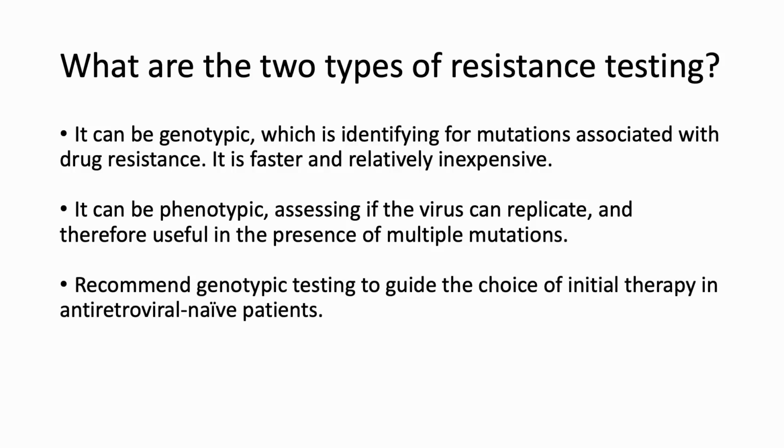And what are the two types of resistance testing? It can be genotypic, which is identifying mutations associated with drug resistance. This is faster and relatively inexpensive. It can be phenotypic, assessing if the virus can replicate, and therefore useful in the presence of multiple mutations. The latest guidelines advocate for genotypic testing to inform the selection of initial therapy in antiretroviral naive patients, as well as in individuals for whom the first or second regimens result in a suboptimal virologic response or virologic failure.